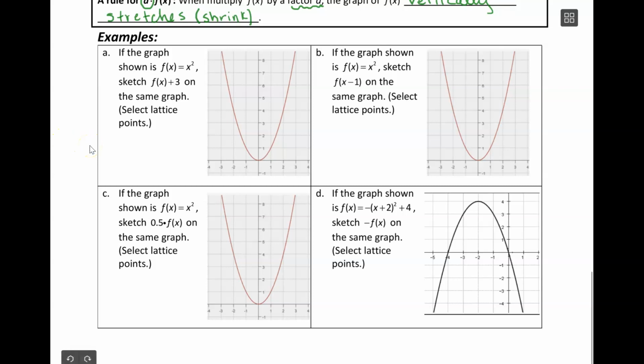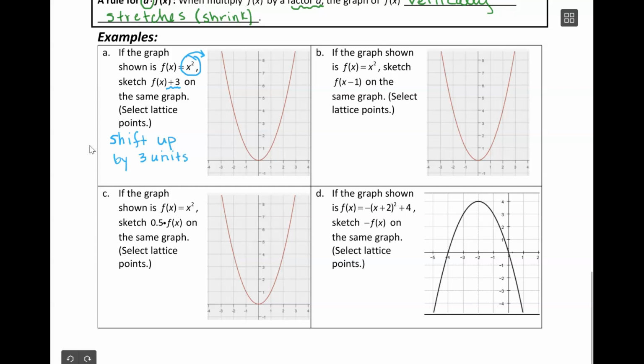All right, let's go ahead and jump into these examples and hopefully bring everything together for you. So carefully look at what everything's asking you to do. Based on our last example, we know the graph of x squared looks like this one. It then says to sketch f of x plus 3. So if we look at all of our rules, what that means is to shift up. This is a vertical transformation by 3 units because we're adding 3 to our function.